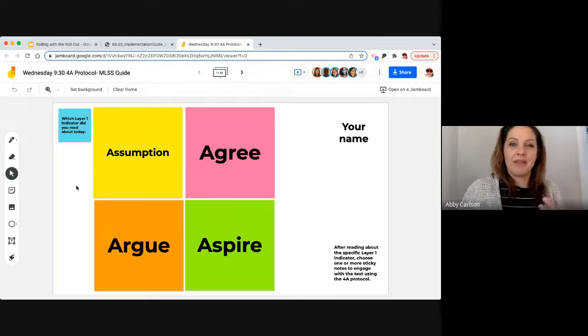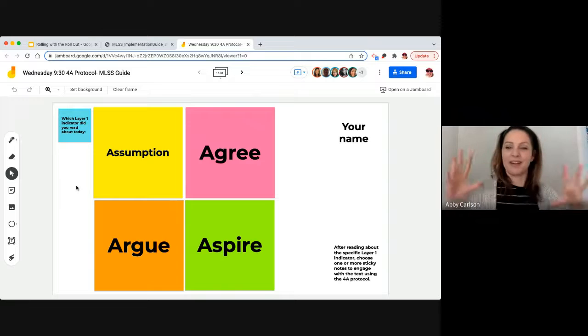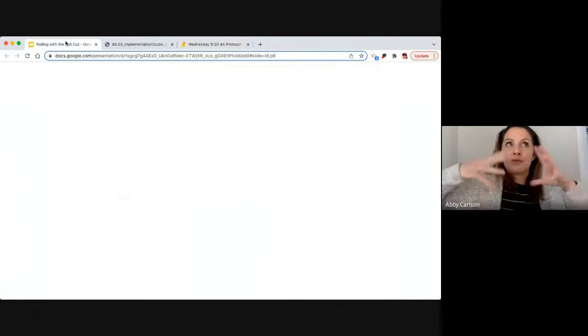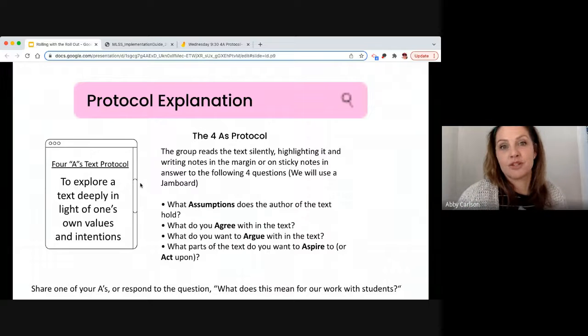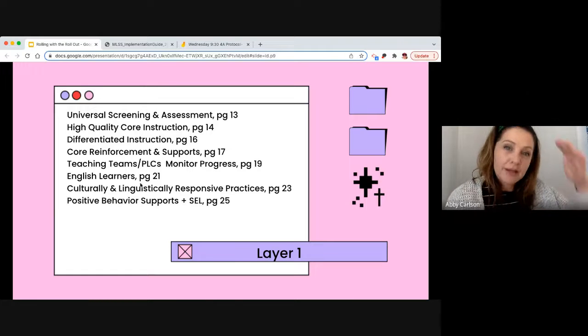When you argue, that might be you pushing back, saying, whoever wrote this does not understand. This can't happen, or this is not best for teachers or students. And then aspire, that's our rainbow. That's, I hear it, I want it, I think it will be better when we are there. So you are free to respond with all four A's as you're reading about this one indicator. You are free to respond to one of the A's. We want to give you an opportunity to feel yourself thinking about your thinking as you read new information.